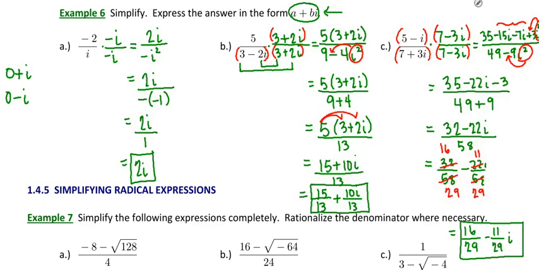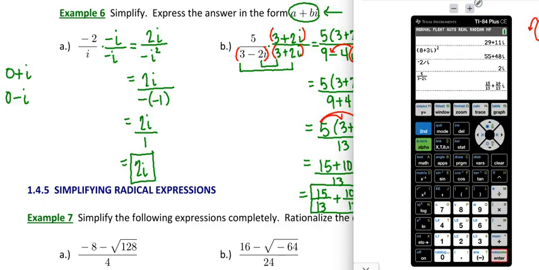Okay, we should probably check that one with our calculator to be absolutely sure. Plus, it's pretty easy to check with our calculator. So we'll type in the original problem, before we made any changes. And in the denominator there, we had 7 plus 3i. And we have 16 over 29 minus 11 over 29i.